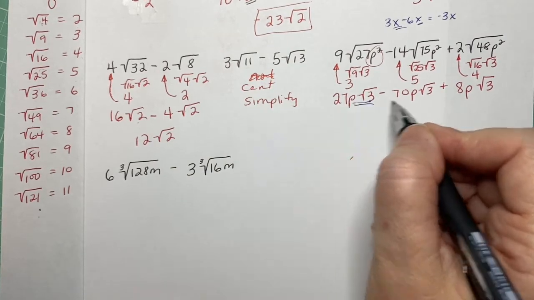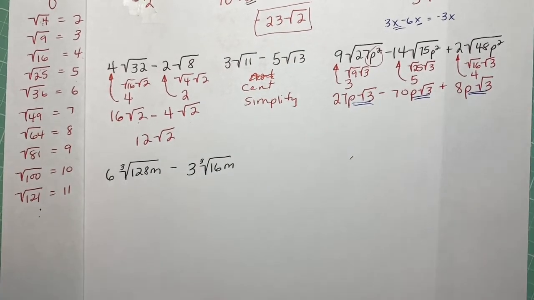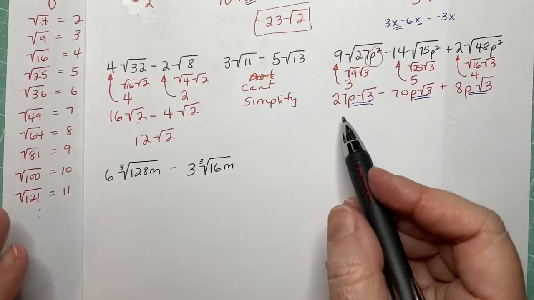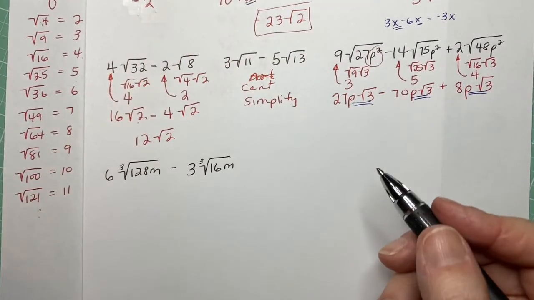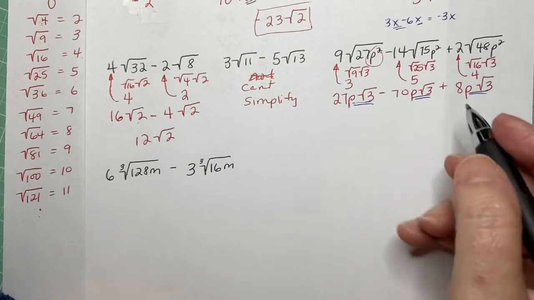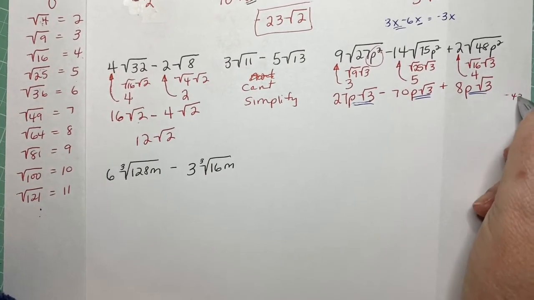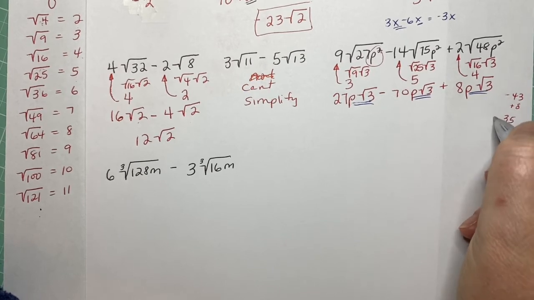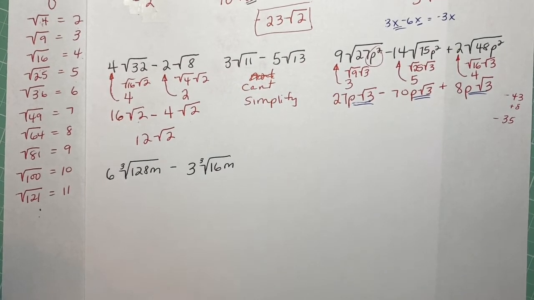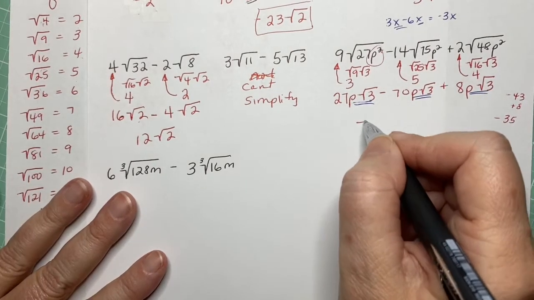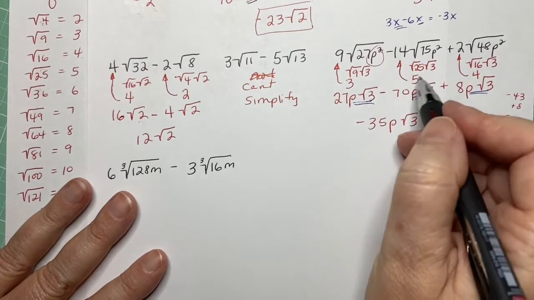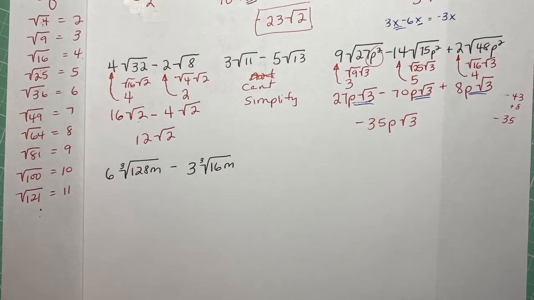And now again, because all of these are the same, you can just combine them and say 27 minus 70 is, I've got to think about this one, a negative 43, and then plus 8 is going to be negative 35. Is that right? Yep. So this whole thing will become a negative 35 p square root 3. The letter and the square root just come along as you go.